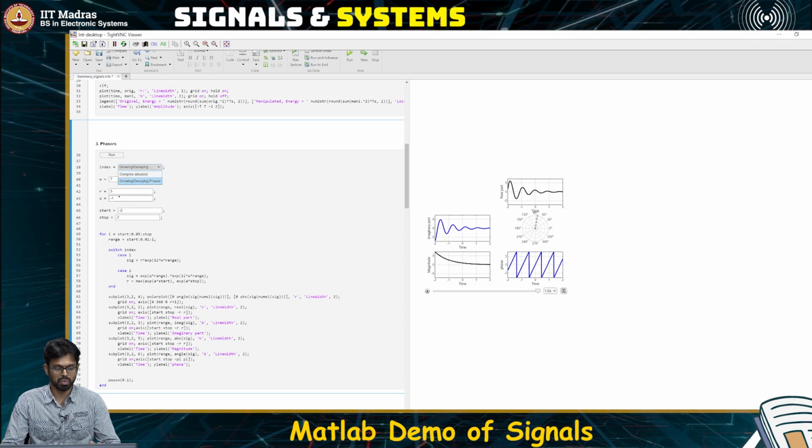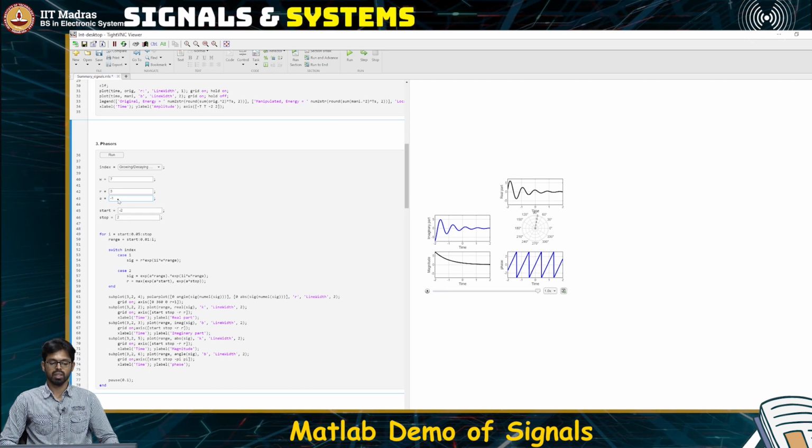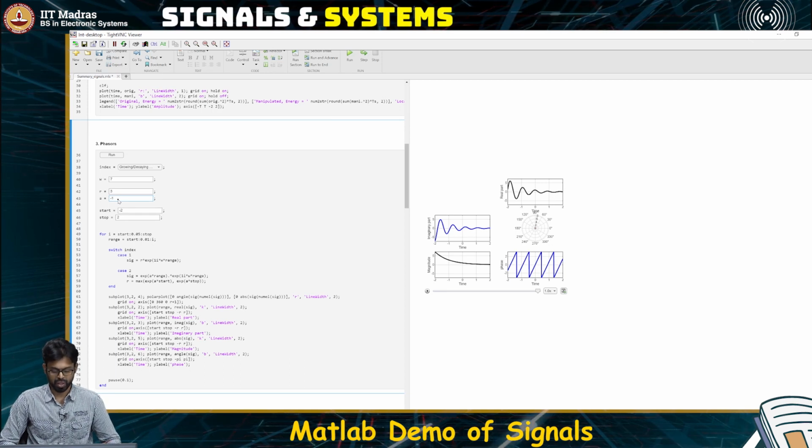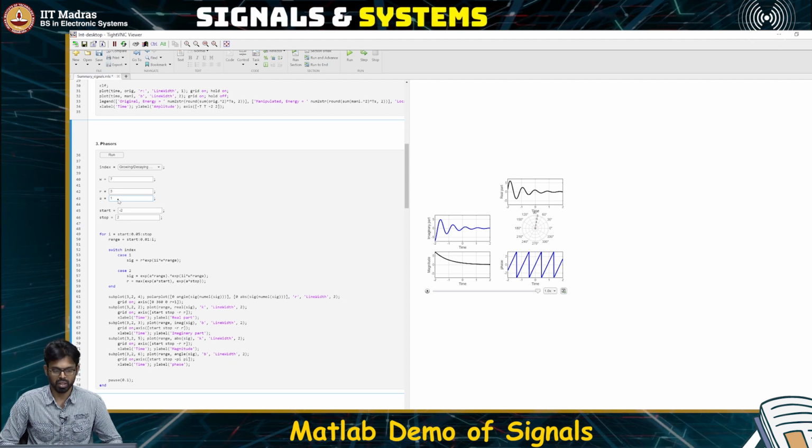Now let us see an example of a growing phasor. All we have to do is change the sign of the exponent. So e power minus t is what we had, so we will just make it e power t and then observe what happens.